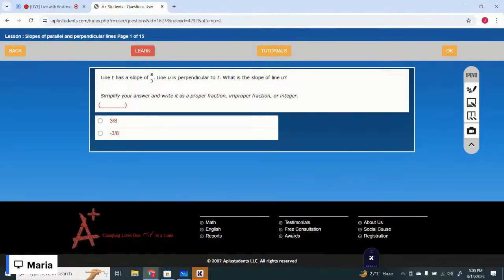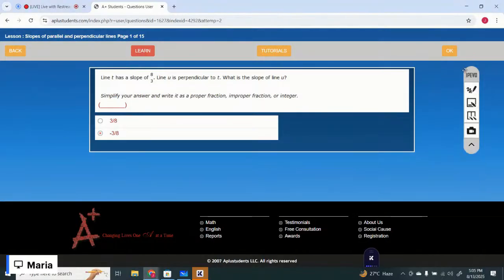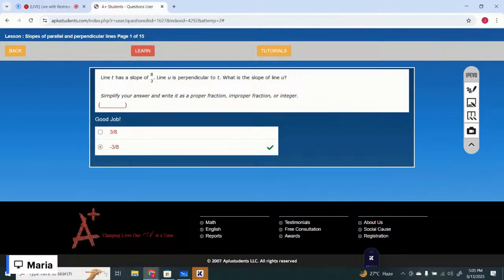Line T has a slope of 8/3. Line U is perpendicular to T. What is the slope of line U? So the lines are perpendicular. That means their slopes are opposite reciprocals. Opposite reciprocal means the first thing you need to do is the reciprocal. The reciprocal of 8/3 is 3/8. Then put a negative sign. So the slope of line U is -3/8. The correct option is -3/8.